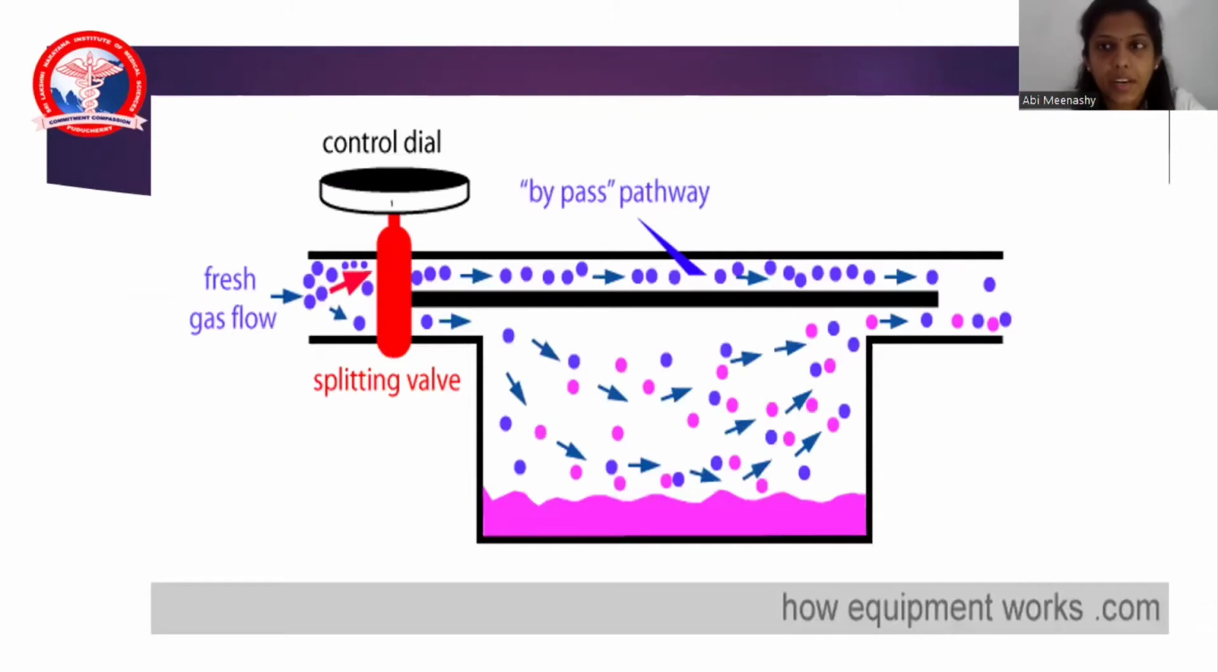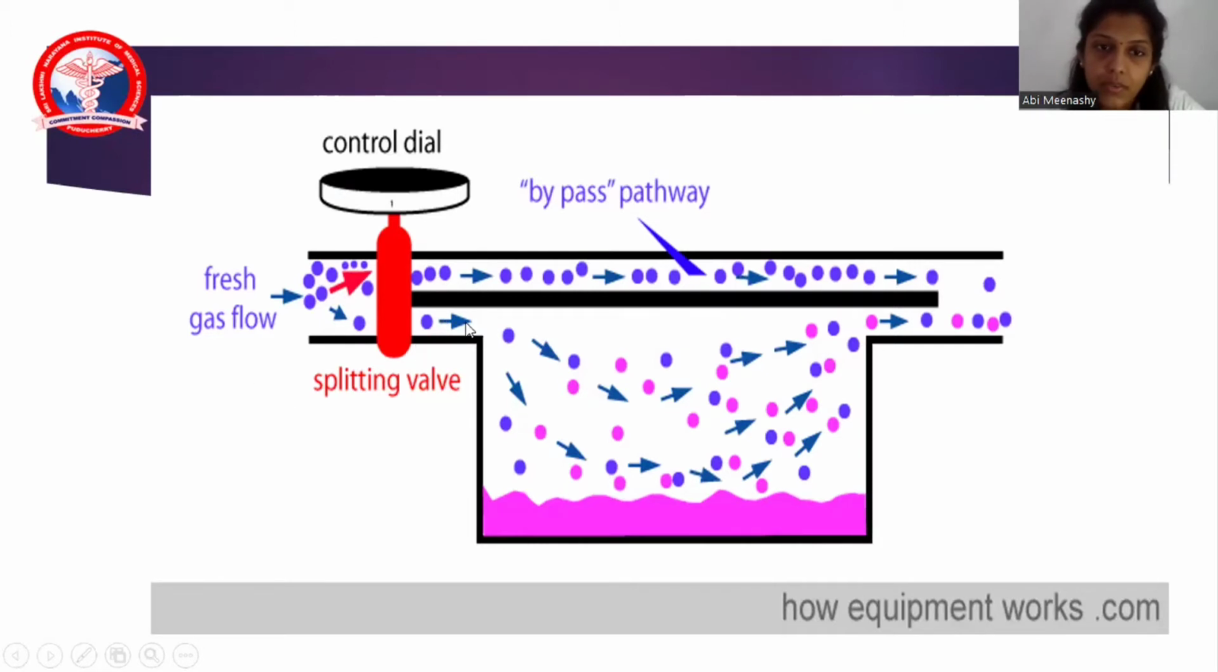Okay, you can understand this better. Fresh gas flow enters. These violet molecules are your fresh gas flow. This is your splitting valve, which works according to your control dial. If you increase your control dial, a lot of gas will go into your vaporizing chamber. If you decrease it, only very little fresh gas flow will go into your vaporizing chamber. So this is your bypass chamber. It enters like this and goes out like this. No change in their saturation or anything.